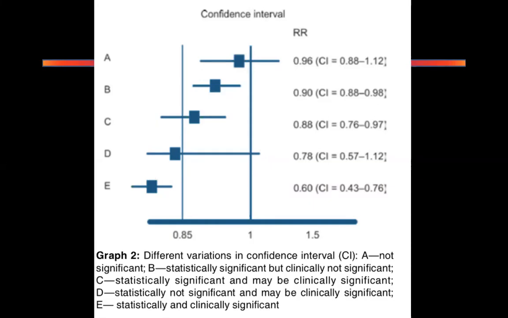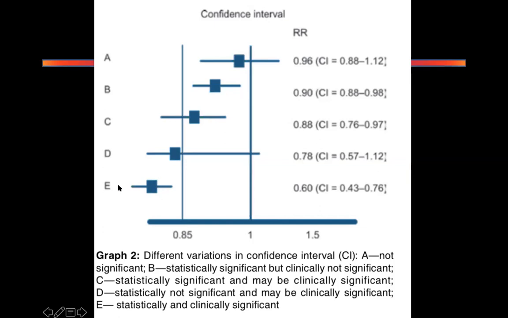But I'm just showing you how the confidence intervals can be tabulated by computers. And just by looking at a graph, just by looking at a meta-analysis, you can say study A was statistically not significant. Study B was statistically significant, but clinically not significant. Study C was statistically significant and maybe clinically significant. Study D definitely was touching 1, so it was statistically not significant, but clinically significant. And study D is both statistically and clinically significant.